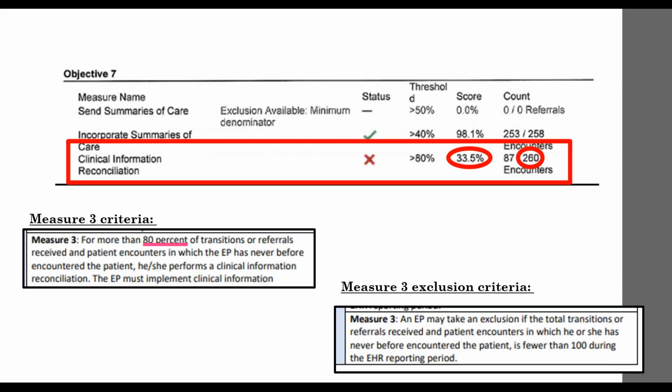The issue is measure 3. To take the exclusion for measure 3, an EP would need less than 100 referrals or encounters. As you see here, the EP had 260 encounters, so they're not eligible to take the exclusion. To meet the measure, the EP needs a measure threshold of more than 80%, and as you see on the report, the EP only has 33.5%. So the EP does not meet the measure. Because the EP doesn't meet the required threshold for at least 2 measures and can't take the exclusion, the EP does not meet the objective.